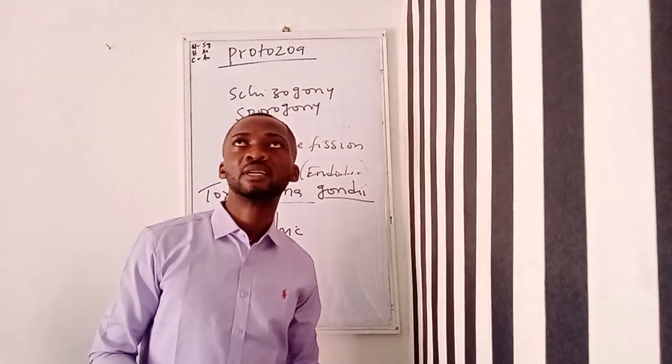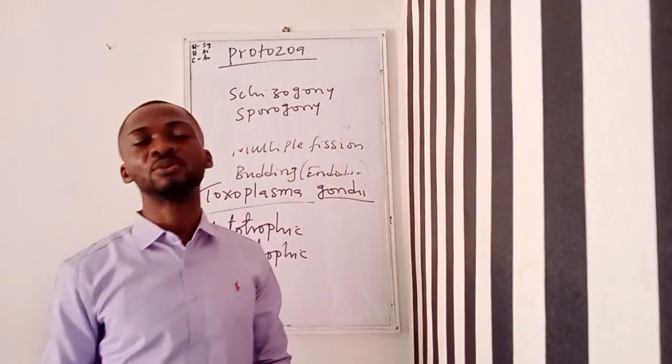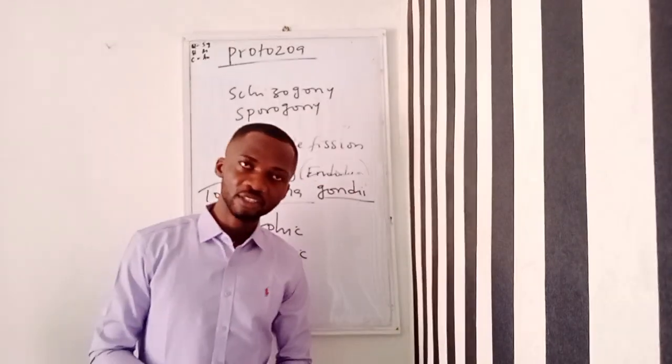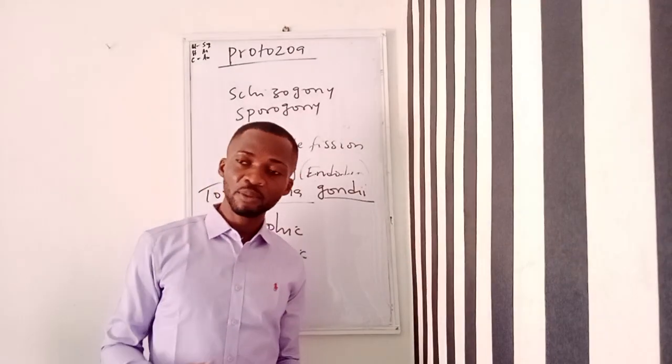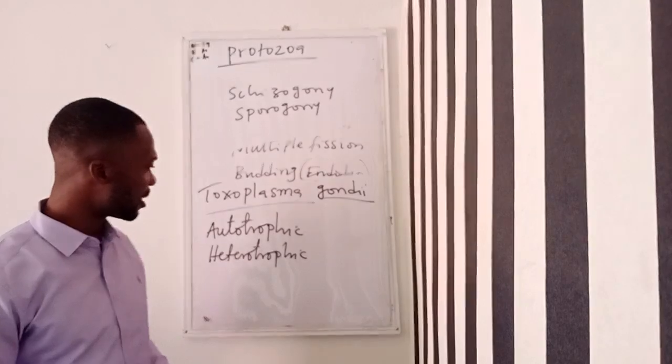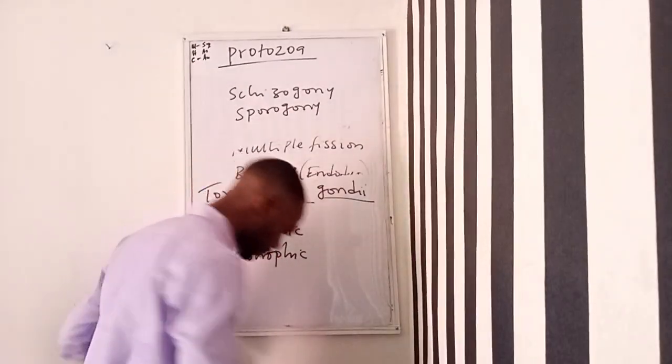Then the heterotrophic ones are the animal-like. These ones lack the ability to produce their own food. For instance, Trichomonas, the amoeba, and the rest of them are all heterotrophic. They cannot produce their own food.